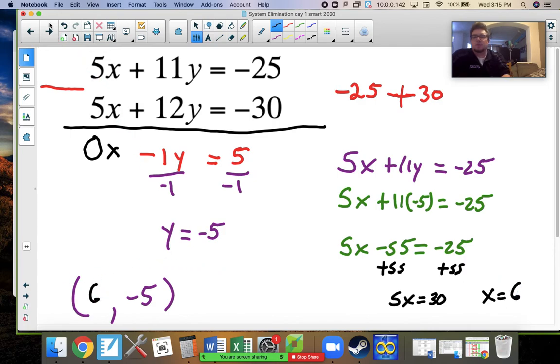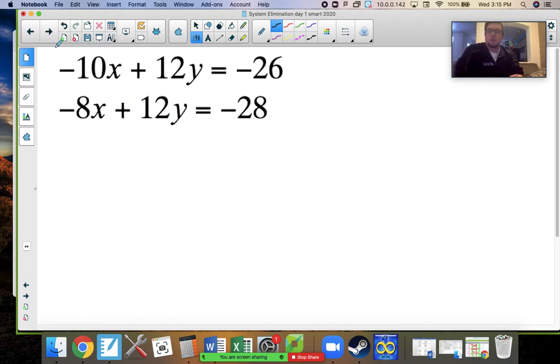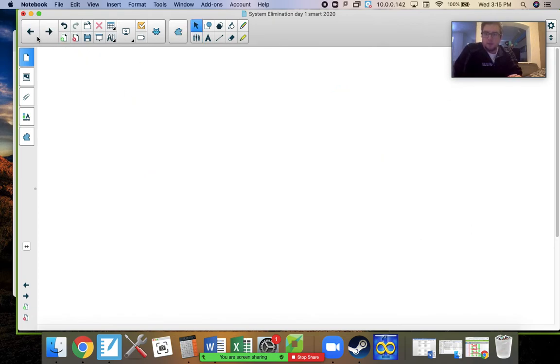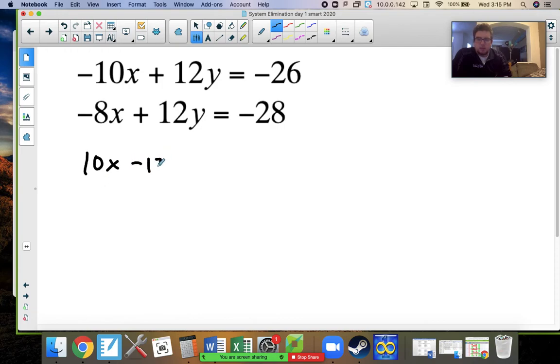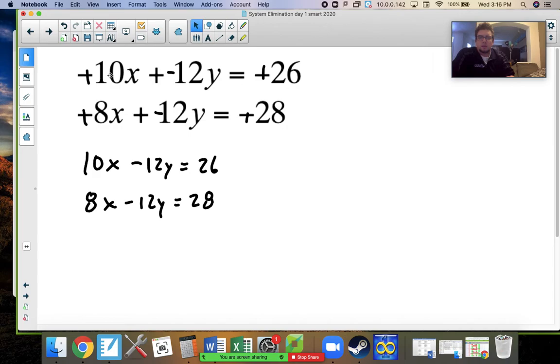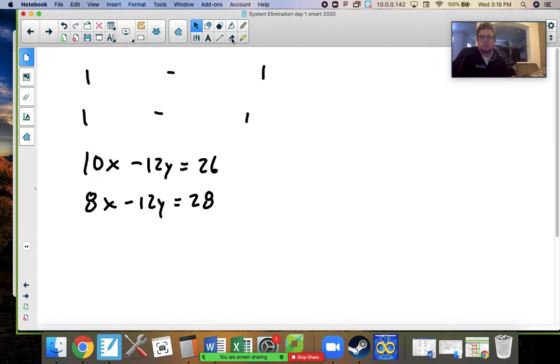The same is true if both of our numbers... I thought this one, do I have another one after this one? No. So I'm going to slightly tweak this one. So I'm going to make it 10x minus 12y equals 26. 8x minus 12y equals 28. So I'm going to make all of them switch signs, is what I just did. So I don't need this one anymore. Thought I saved this one as a double negative, but I didn't.